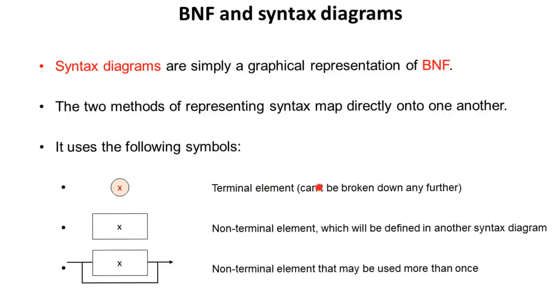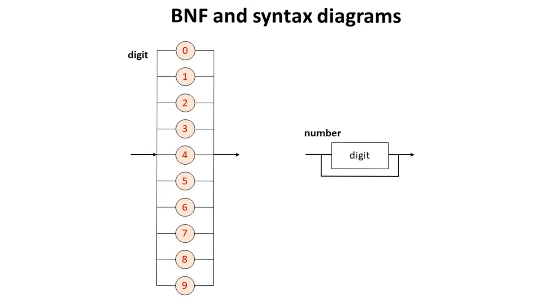This is a terminal element, so it can't be broken down any further. This is a non-terminal element, which is defined by another syntax diagram. And this shows how we can use a terminal element more than once. So, here for example, we've defined a digit as either a 0 or a 1 or a 2, and you can see there we travel through the diagram once, and we can say a number is any sequence of digits together.